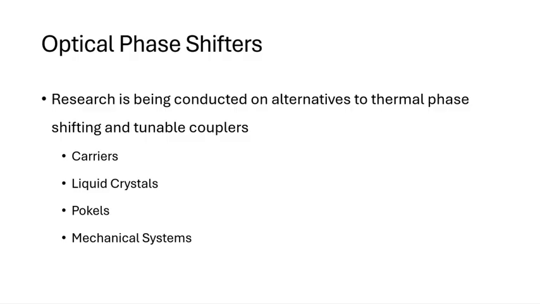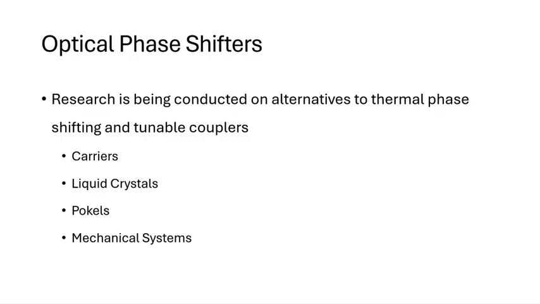The problem is that electrical heaters burn power continuously. Furthermore, specifically for waveguides that will be in close proximity to microring resonators, thermal crosstalk will export unwanted thermal energy to the waveguides. Research is being conducted on alternatives such as carriers. These are diodes and capacitors. They have less of a magnitude of phase shifting and still introduce significant loss.